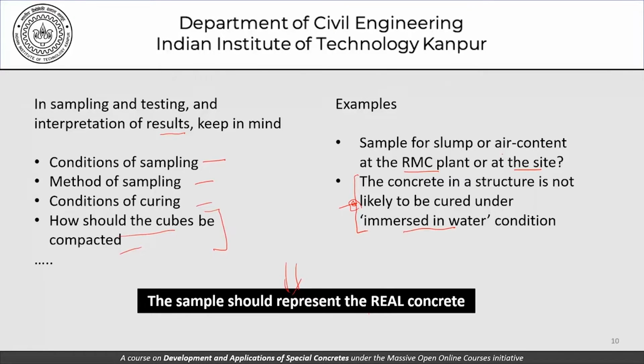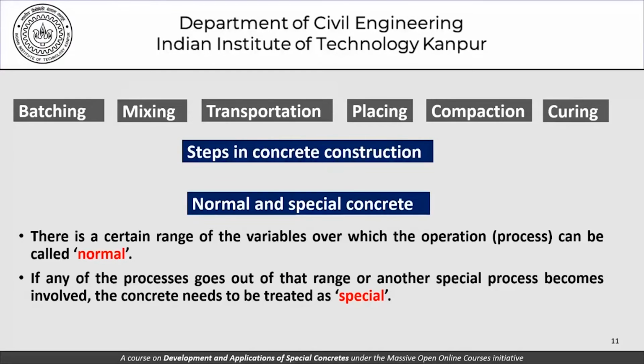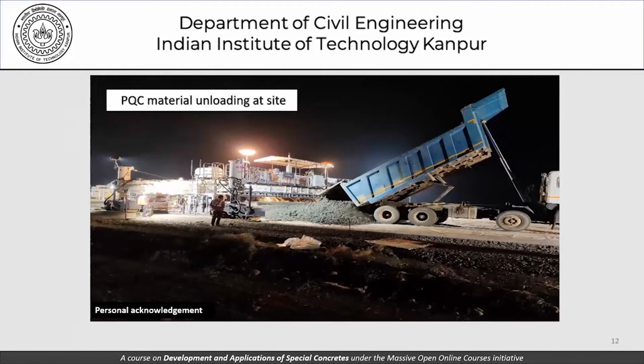The issue is that as we are trying to get into more and more special constructions or special kinds of admixtures and concretes, we need to be aware of more issues. Once again, this is just a reiteration that if some of these things change, a lot of the others, in fact most of the others, will need to be appropriately adjusted. Here is an example. Now we'll take 3 examples today. Here is an example of PQC being unloaded at site. PQC is pavement quality concrete.